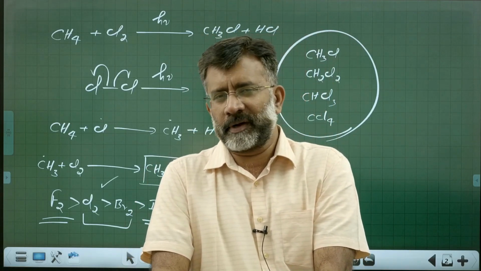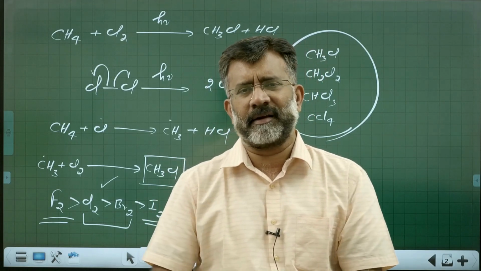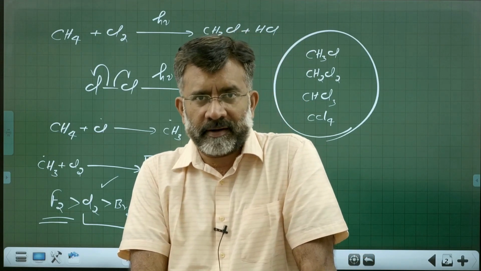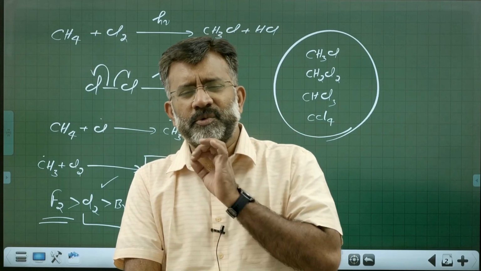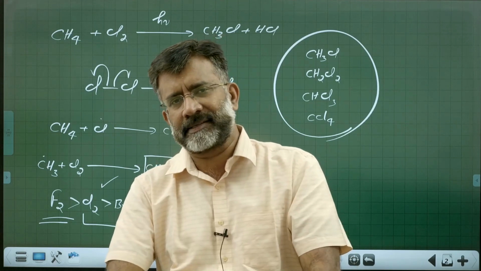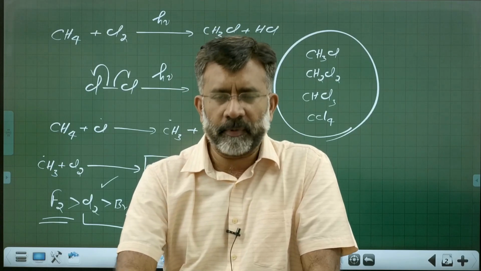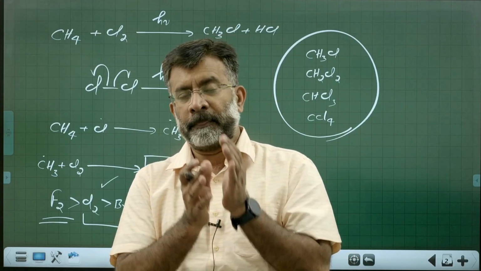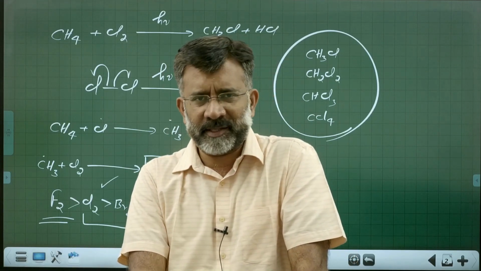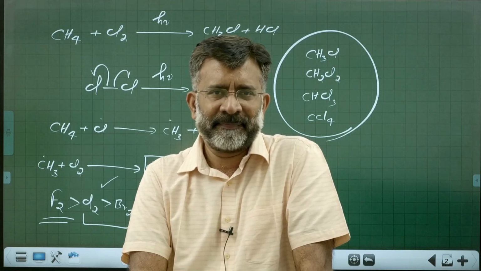Why? Because fluorine is uncontrollably reactive. The reaction with fluorine can occur even in darkness; it is an uncontrollable reaction. The reaction with iodine is too slow and reversible. Only with the help of good oxidizing agents like nitric acid or iodic acid, which remove the HI obtained, can you conduct that reaction. Otherwise, the reaction is not that good to experience.